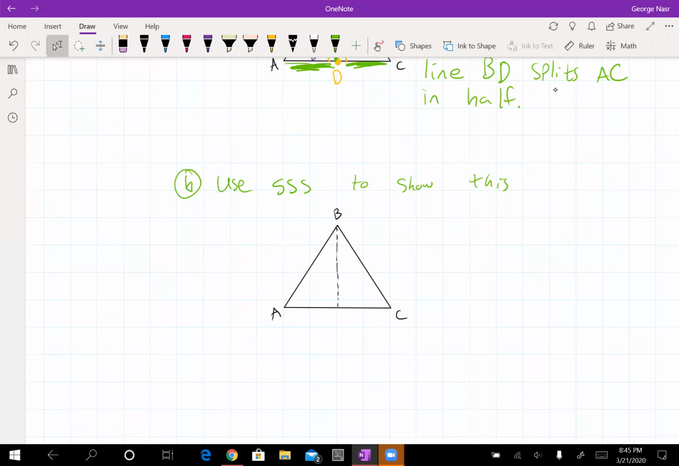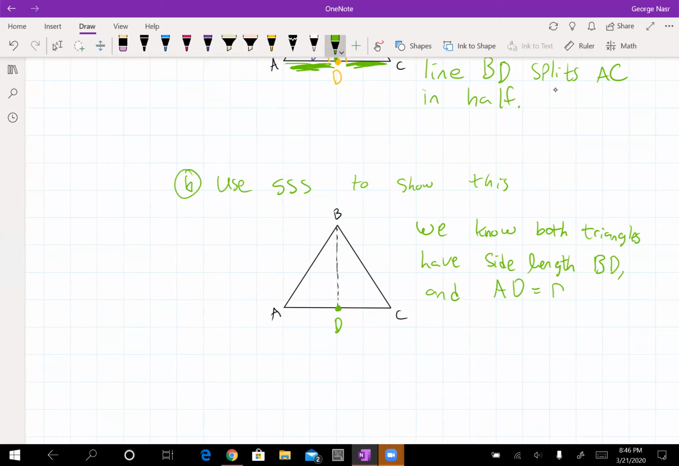All right, can we use side, side, side to show this? So again, if I label this as D, we know both triangles have side length BD. And we also already know that AD equals DC by what we just talked about in the first part. So we know both triangles have this side.